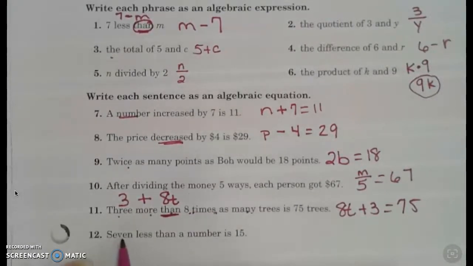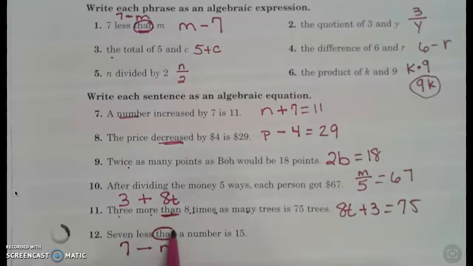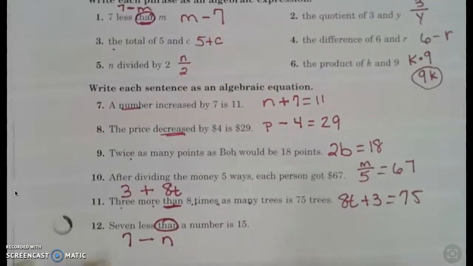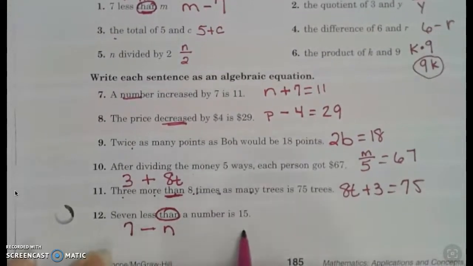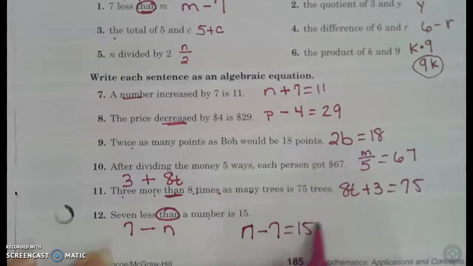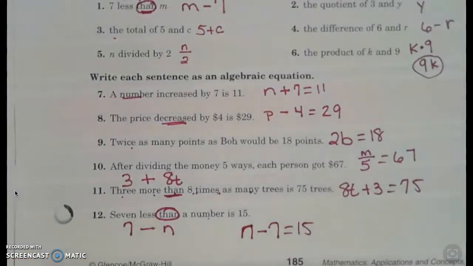This says 7 less than a number. We don't know what that number is, but we've got that word "than." So when we have that word "than," we need to flip it. So we really need to put n minus 7, and then "is" equals 15. So I've got several of these for you to try. Remember, you don't have to solve them. We're just writing the expression. So you're going to write some expressions and check them, and if you have questions, let me know.